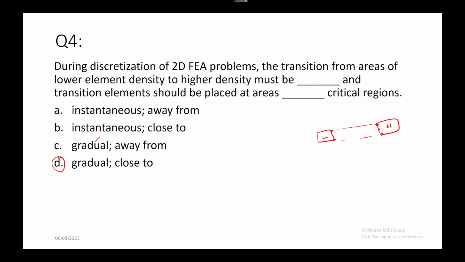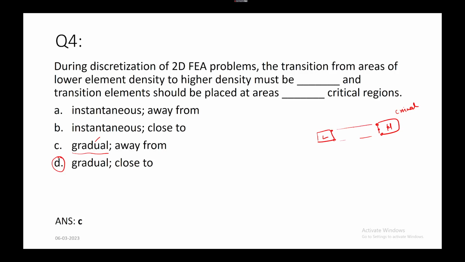So in general, we'll just look at the answer. So the answer is actually C. Which means the first option you told is right. The transition from lower element density to higher element density must be gradual. There is no doubt in that. But for transition elements, the problem is, suppose we are using a higher order element at the critical region. At the critical region your element size should be low, but at the same time your order of the element, if it requires, can also be high. So this is one thing.